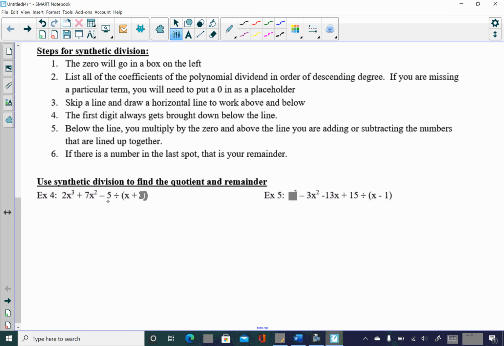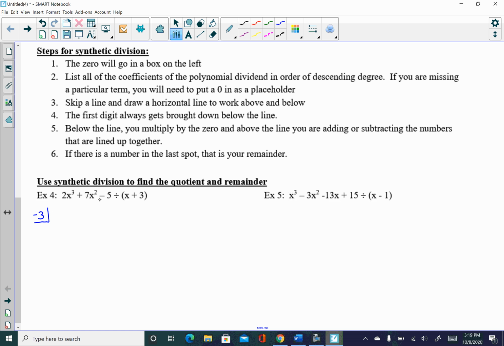So here I've got a polynomial, and I'm dividing by x plus 3. Same rules apply here: if you're missing a term, you're going to put in a 0 as a placeholder. Here I'm dividing by x plus 3, so you're going to create a little box, and you put the opposite of this positive 3, so we'll put negative 3 out here in my box.